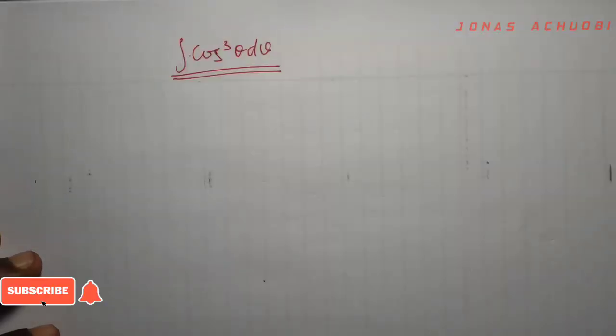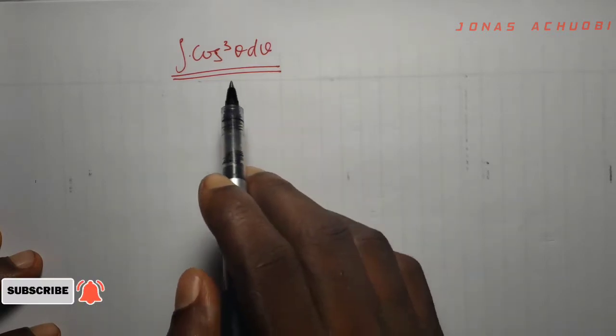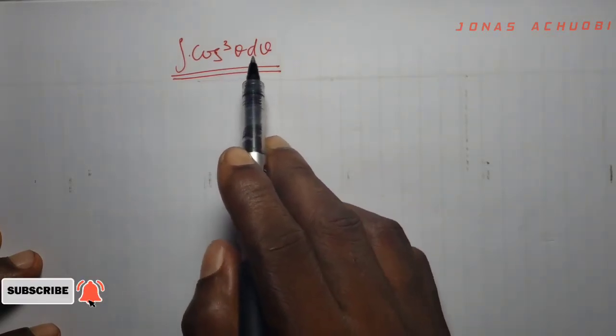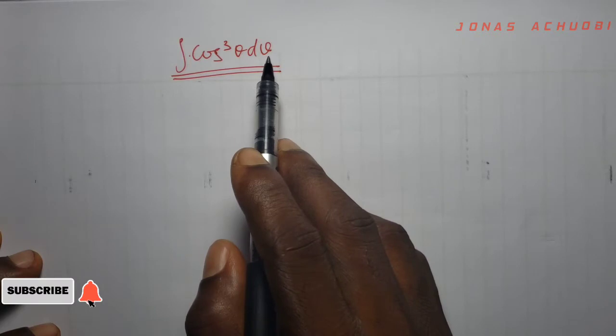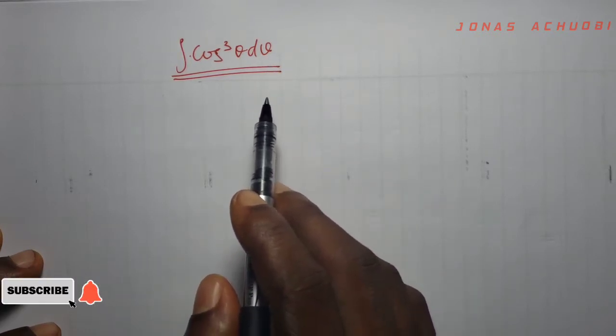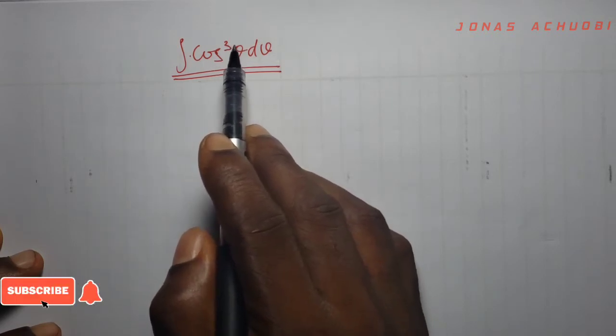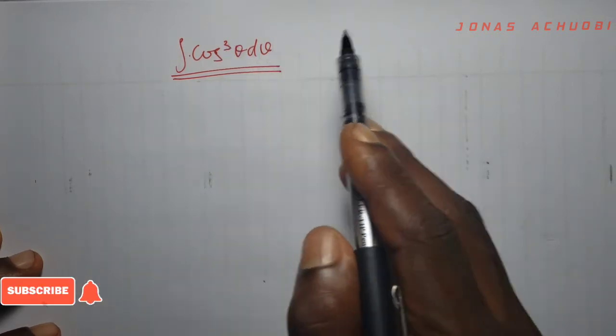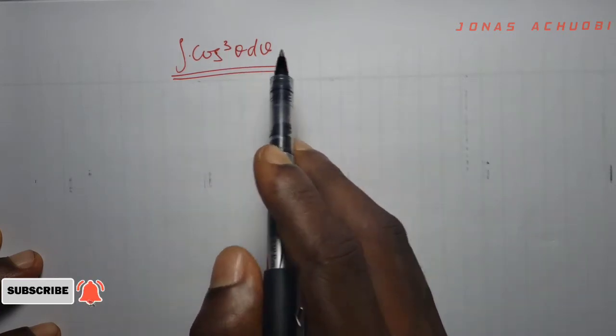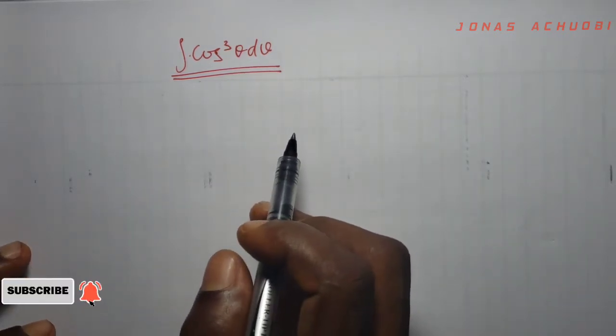Hello and welcome to today's lesson, where we shall be looking at the integral of cos cubed theta d theta. Now the method we are going to use in this problem works for every odd power of cos theta, so if it is 3, 5, 7 and so on, and for all odd powers of sin theta, the method is as follows.